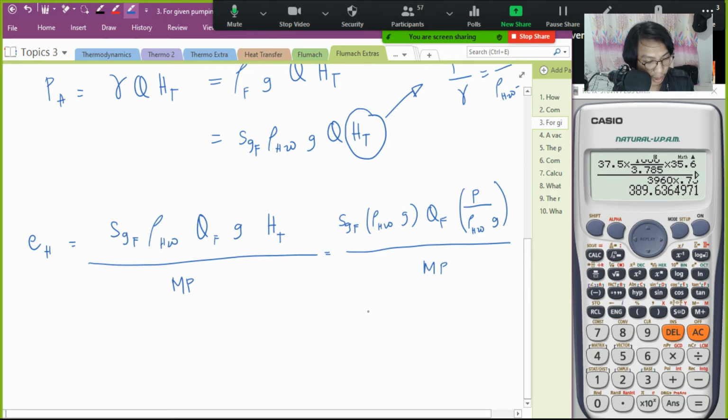Pwedeng ganun na yung pagsusolve mo sa kanya. Pero kung hindi ko na kailangan yan, i-cancel. Pinakita ko lang sa inyo na pwede i-cancel ito, tsaka ito. Ang lalabas, SG ng fluid, Q, tapos P, divided by motor power. Kaya lang, marami ka pang i-convert dyan. But I do prefer, ganitong gagawin mo na lang.